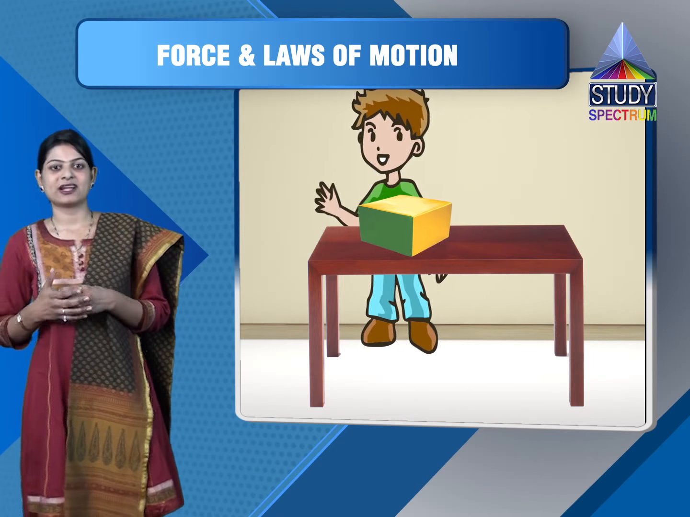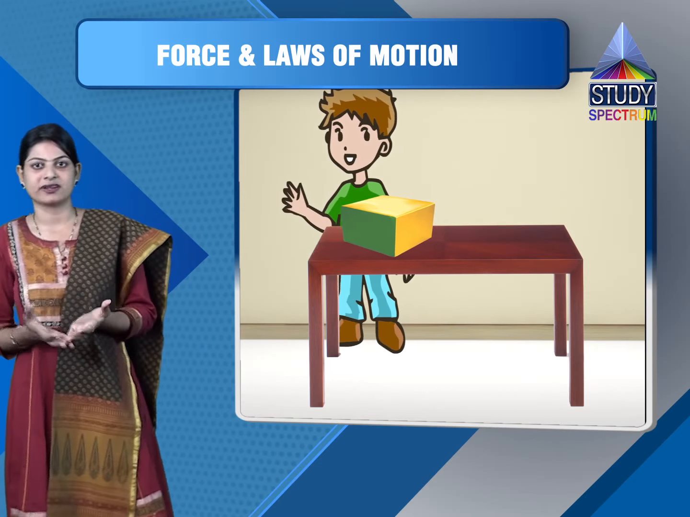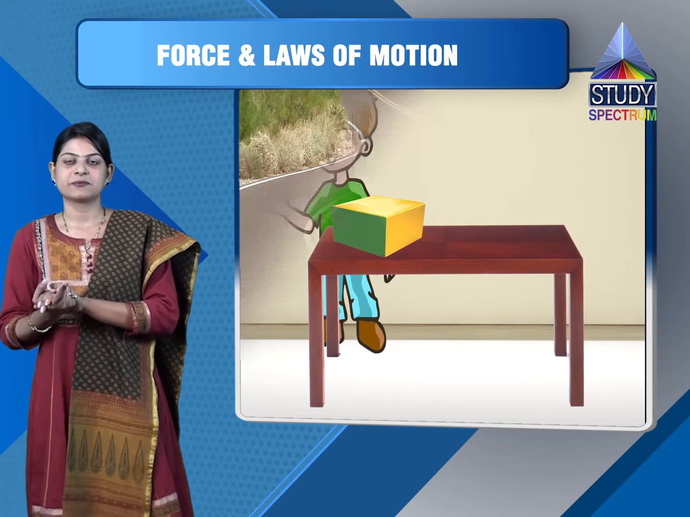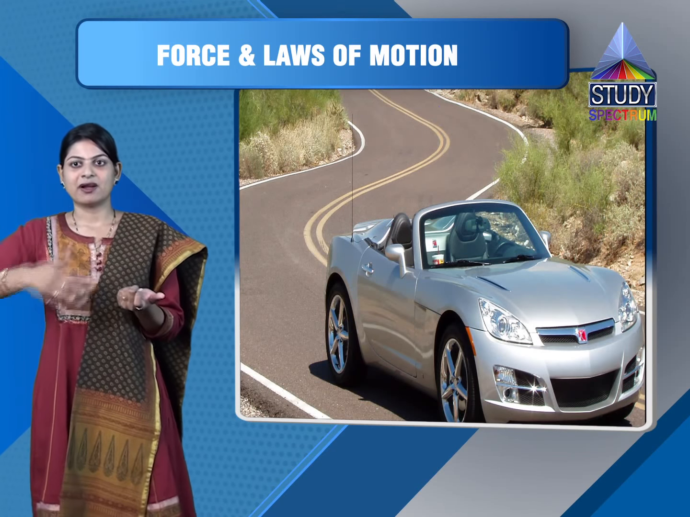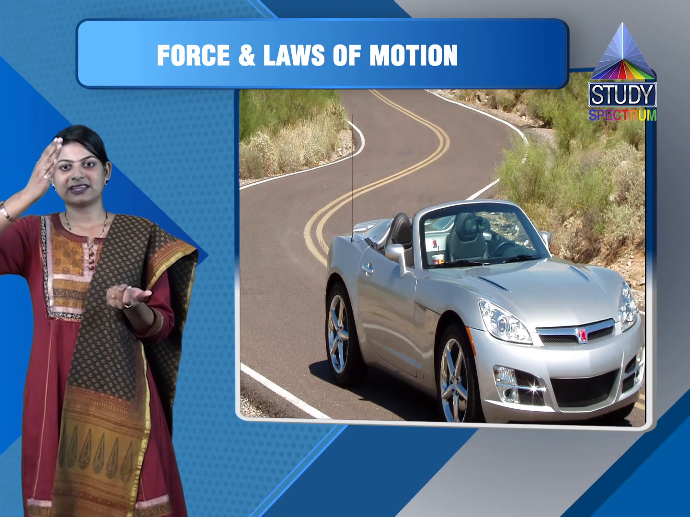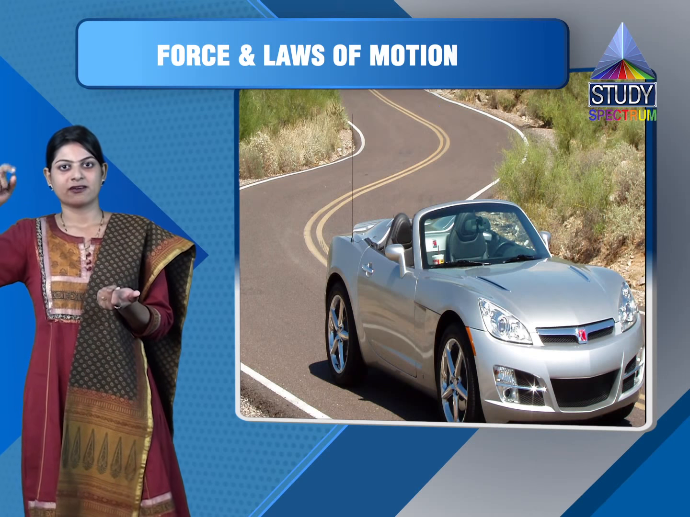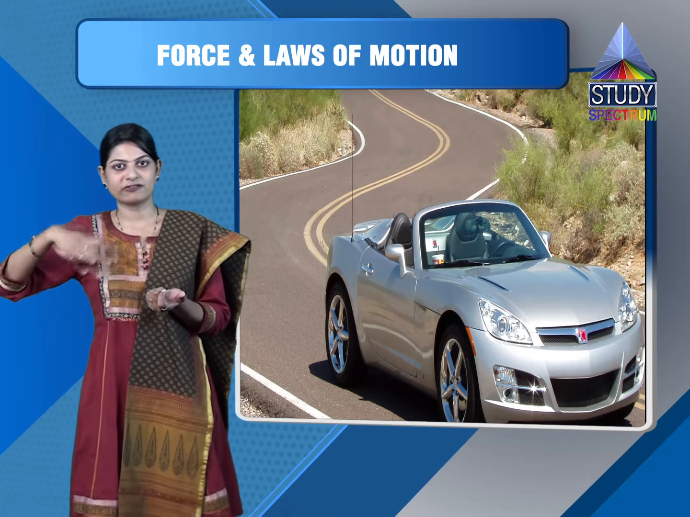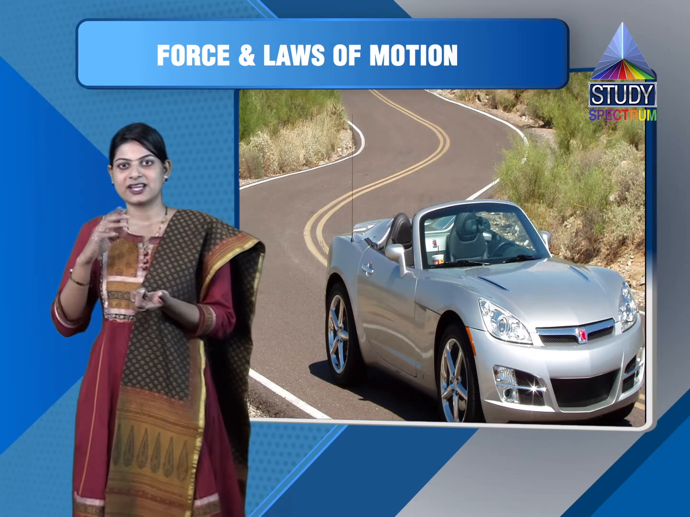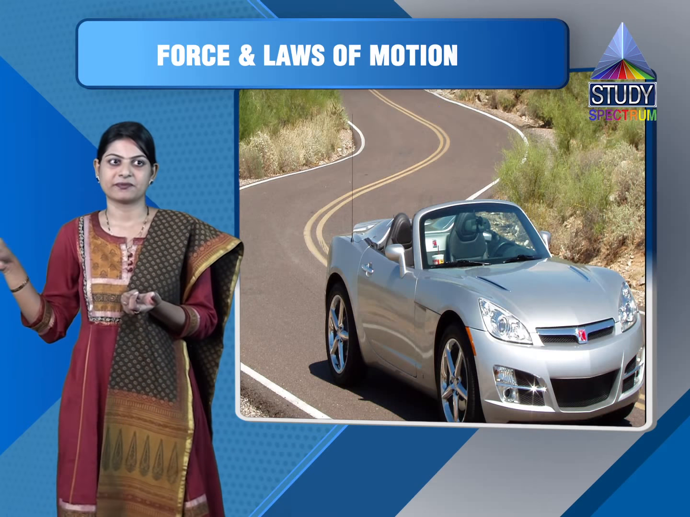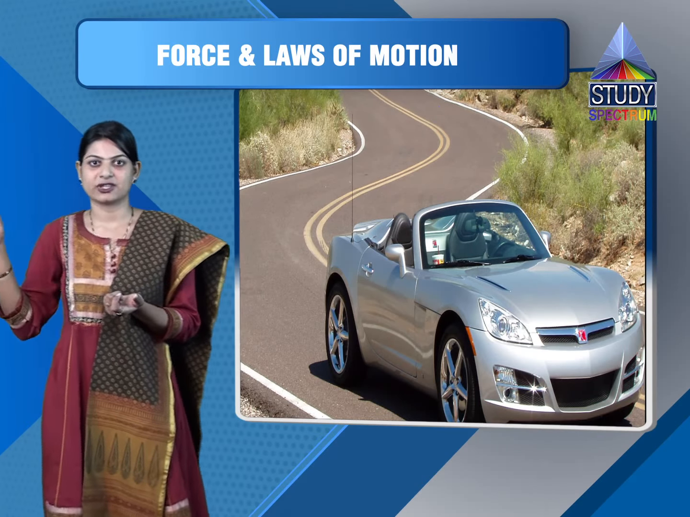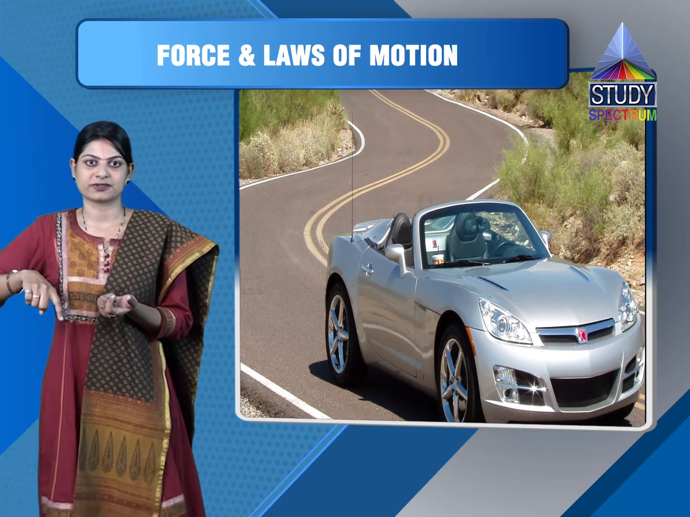An example to understand what it means: whenever we are riding a car or bike, the mud that gets stuck to the tires, because of the rotational motion of the tire, moves out of the tire in a tangential way. This is the change in the direction because of the circular force.